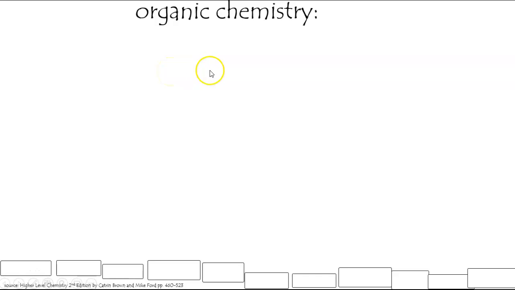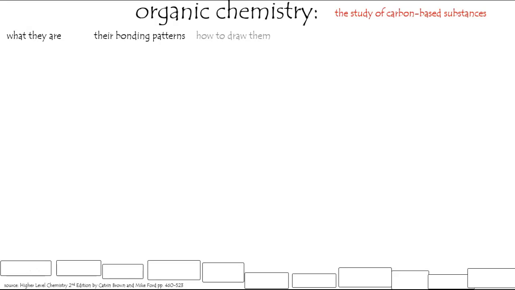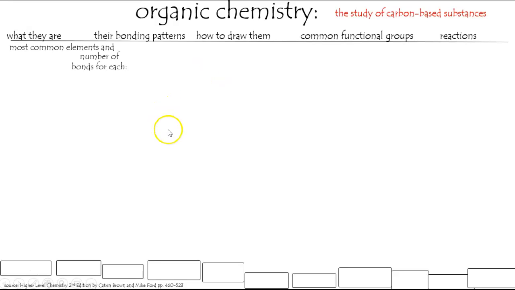Hey, this is Dr. B, and let's have a look at organic chemistry, which is the study of carbon-based substances. We'll look at what they are, their bonding patterns, how we can draw them, some of the common functional groups, and some typical chemical reactions. Let's begin by checking out four of the most common elements used in organic chemistry.